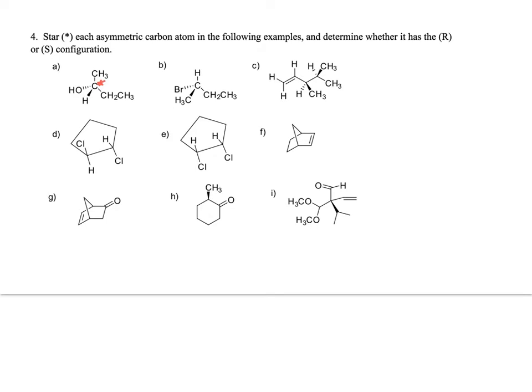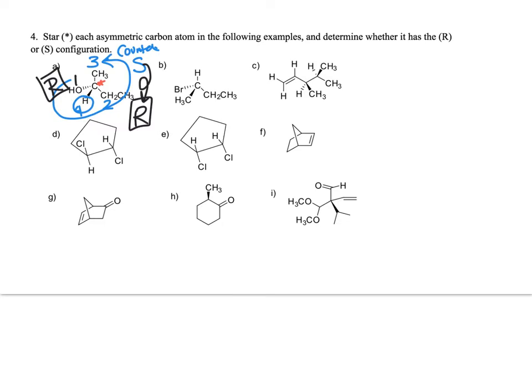And then we need to assign our priorities. We have the oxygen, the alcohol, as 1, then we have a CH3 and an ethyl. The ethyl is going to be 2, and then methyl is 3. Hydrogen is 4. We connect 1, 2, 3, like the dots. That is counterclockwise. Counterclockwise is S, but is our hydrogen in front or back? It's coming at us. So we're going to have to switch S to R. So this is R.